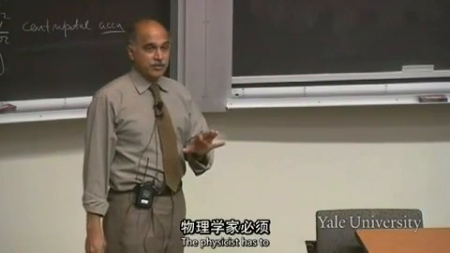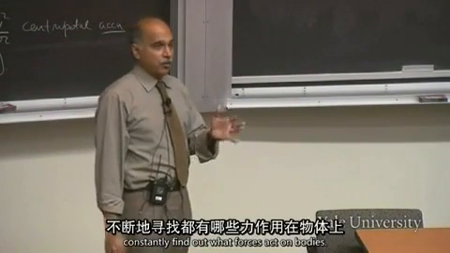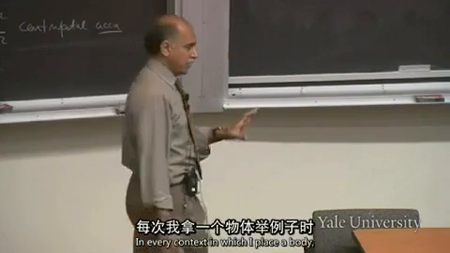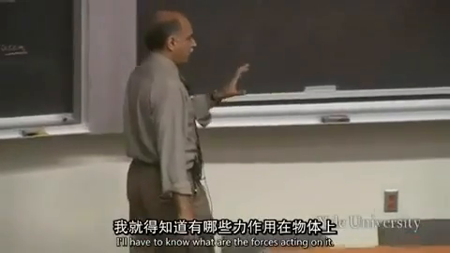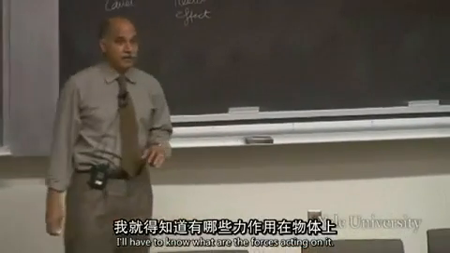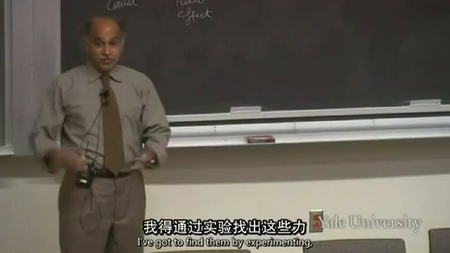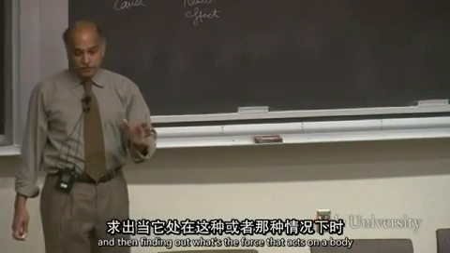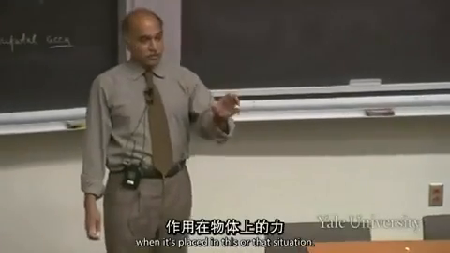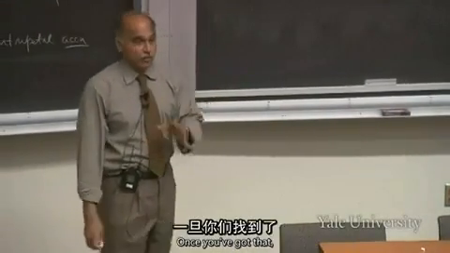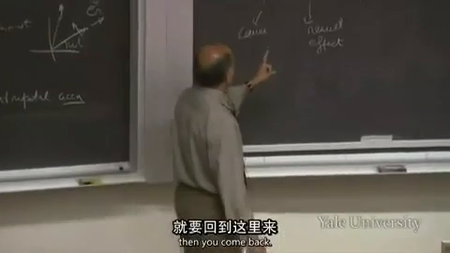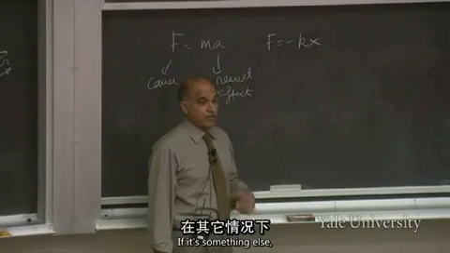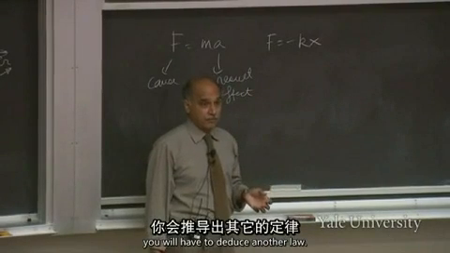So the physicist has to constantly find out what forces act on bodies. That's a separate exercise. In every context in which I place a body, I'll have to know what are the forces acting on it. I've got to find them by experimenting, by putting other bodies and seeing how they react, and then finding out that's the force that acts on a body when it's placed in this or that situation. Once you've got that, then you come back. So in the case of a spring, this is the law that you will deduce. If it's something else, you will have to deduce another law.